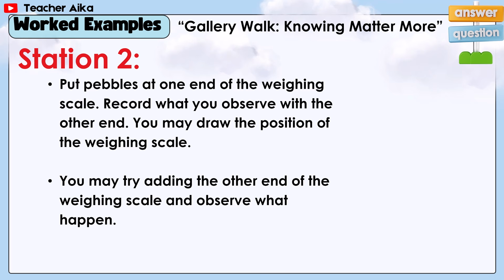Station 2. Put pebbles at one end of the weighing scale. Record what you observe with the other end. You may draw the position of the weighing scale. And you may try adding the other end of the weighing scale and observe what happens.